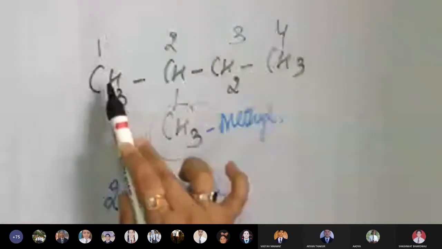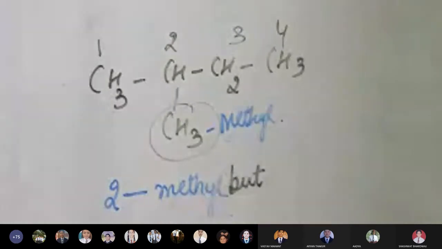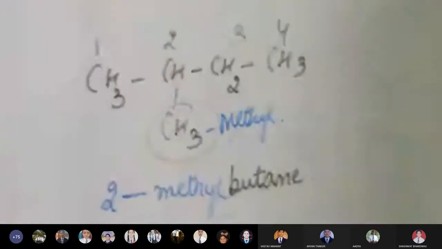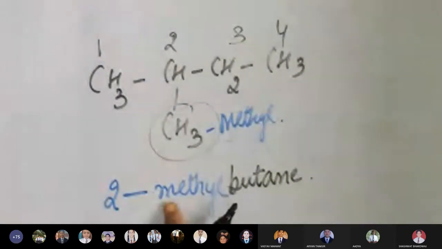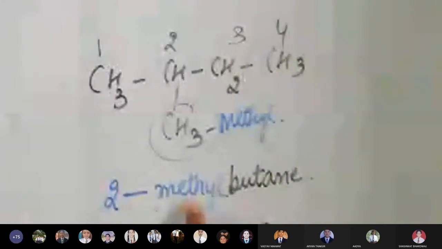Now about the root word. 1, 2, 3, 4. So the root word will be but. Again, all single bonds, so the name should end with ANE. Now one interesting thing: here everything should be in small letters. You have to work very hard to remember this. If the hyphen is not present, the answer is wrong. If any of this is capital, the answer is wrong. There should be no space in between also.